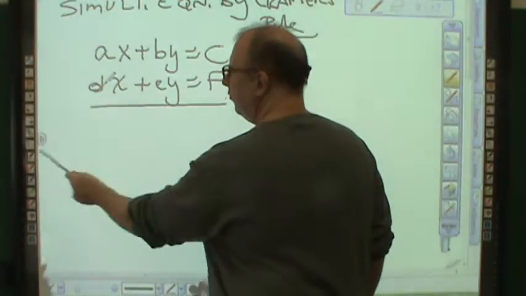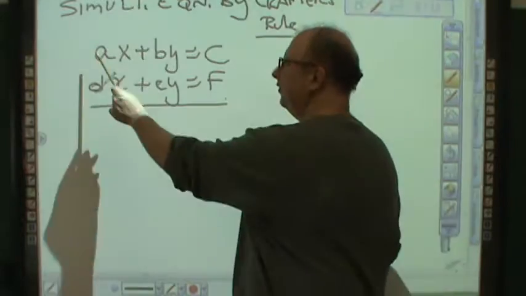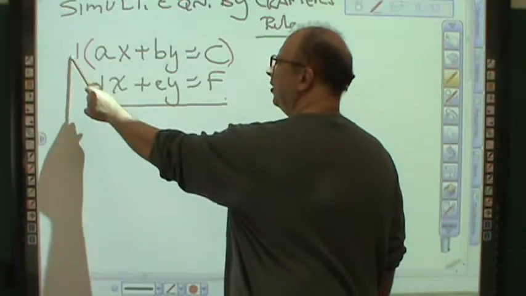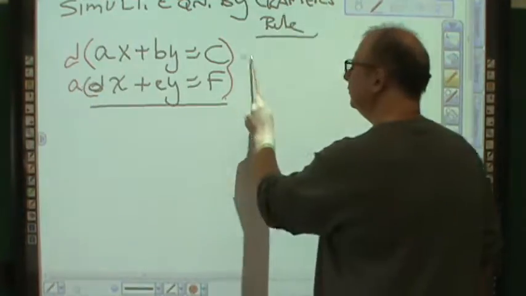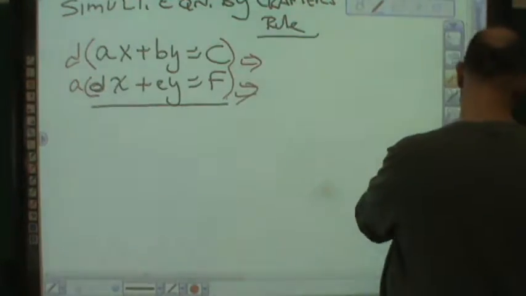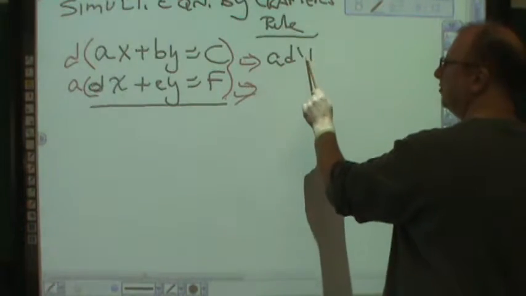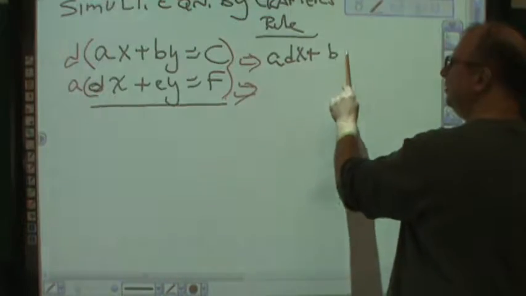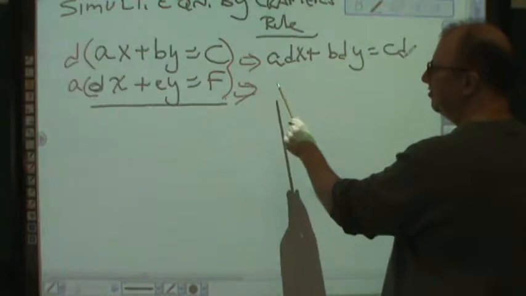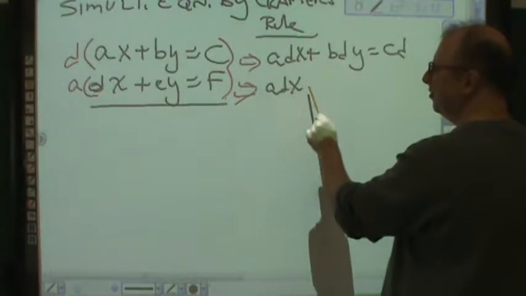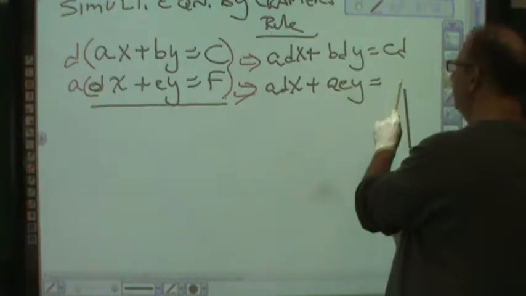So if I start off with ax plus by equals c and dx plus ey equals f, if I multiply the top by d and the bottom by a, look what I have. I can say adx plus bdy is equal to cd. And I can say adx plus aey is equal to af.